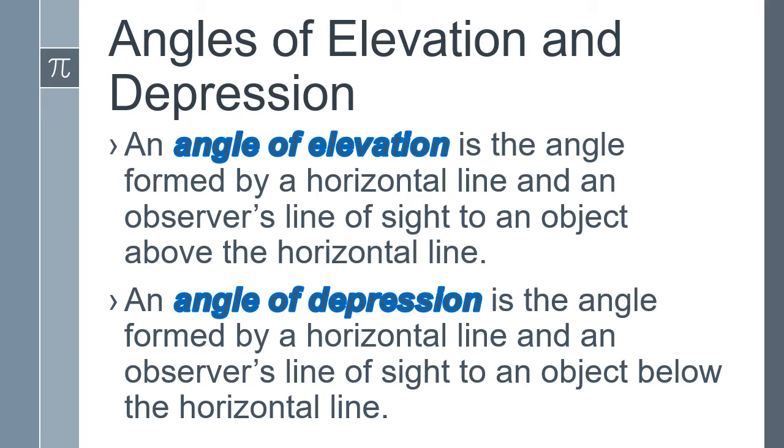An angle of depression is the angle formed by a horizontal line in an observer's line of sight to an object below the horizontal line. So imagine you're standing on a balcony and you're looking directly out, and then you look down to the street and you see your friend walking down the street. That would be the angle of depression. You're looking down. So elevation is up, depression is down. Oh boy. Anyway.